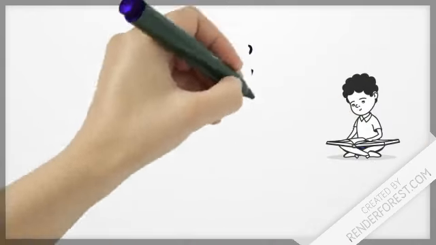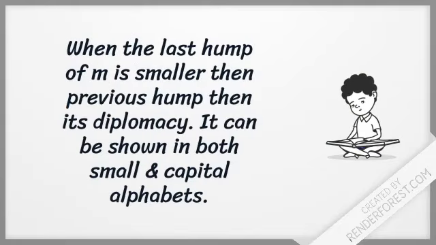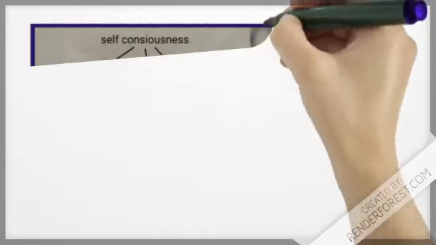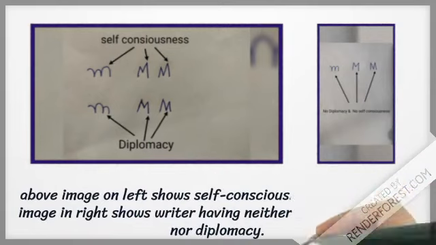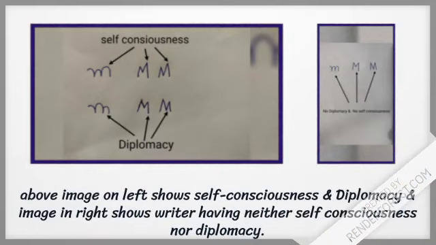When the last hump of M is smaller than the previous hump, then it's diplomacy. It can be shown in both small and capital alphabets. The above image on the left shows self-consciousness and diplomacy, and the image on the right shows a writer having neither self-consciousness nor diplomacy.